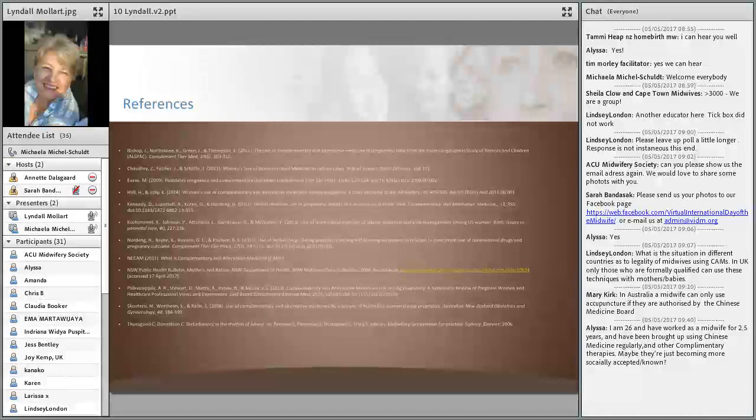Alicia just says that she is 26 and she has worked as a midwife for 2.5 years. And actually, she was brought up using Chinese medicine regularly or other complementary therapies. And she asked the question, maybe these kinds of therapies are just becoming more socially accepted, and that's maybe also why it's increased in this group. What do you think about that?